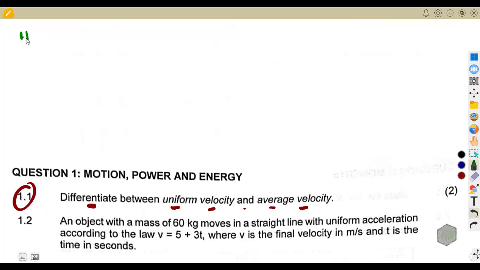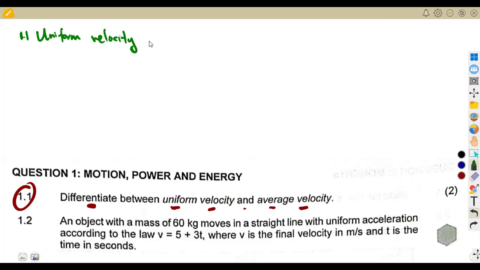So as we know, the uniform velocity is on a condition where the object is moving with a constant speed, whereas the average velocity, we're talking about when the total displacement is taken and the total time also is taken into consideration. So we can just say, uniform velocity.